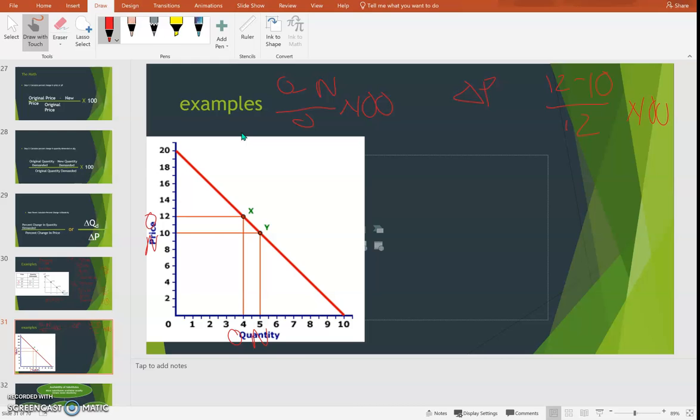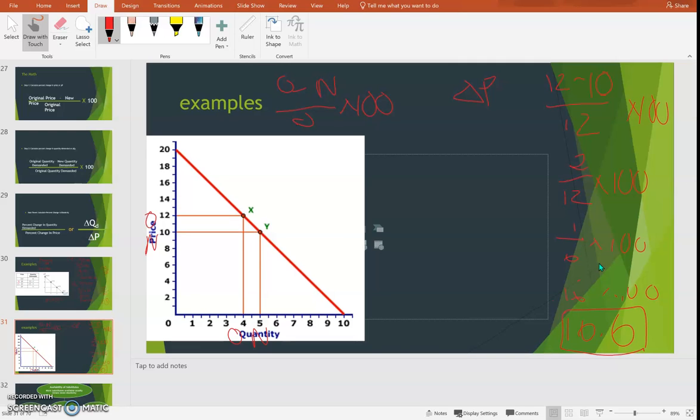So if I take 12 minus 10, that's 2 over 12 times 100. That's 1/6 times 100. And 1/6, 1 divided by 6, is 0.16 repeating, times 100 is 16.6. So that's my delta P. And those are lovely 6s.